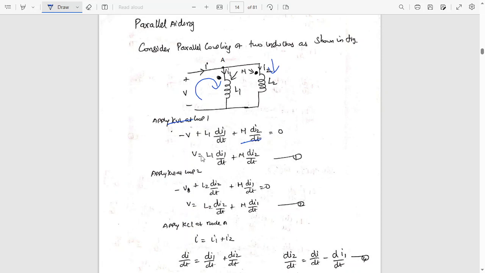We can rearrange it. I will get V equal to L1 di1 by dt plus M di2 by dt, which I consider as equation number 1. Next, apply KVL at loop 2.